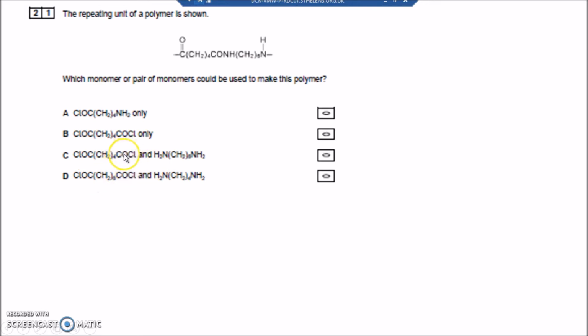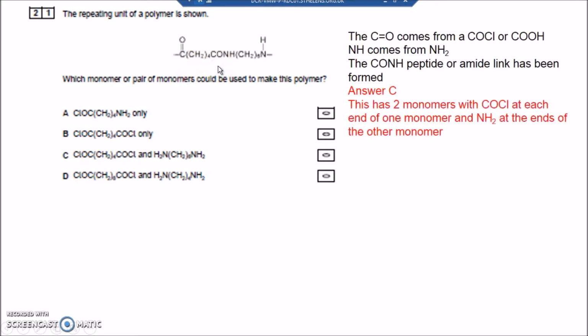It looks here as if they want me to use an acyl chloride, which is fine. So I've got an acyl chloride, COCl, would react with an amine here and make HCl as white steamy fumes when it forms this amide link. So which one is it, C or D? And I'm matching up CH2 4 here with CH2 4 here, not CH2 6. So the answer is C, that matches up with that section there. That's the monomer that will create that section of the polymer. My answer is C.